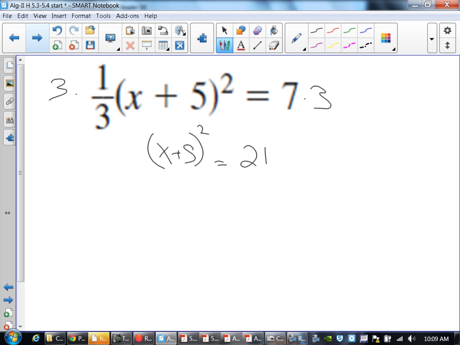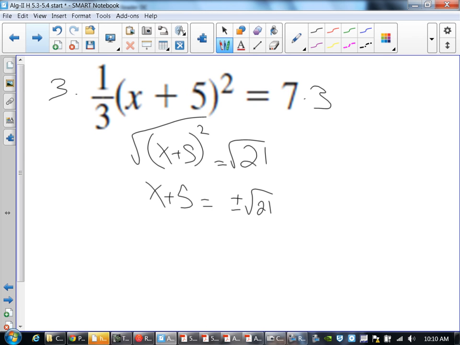Now what? Square root it. I don't believe that there are any perfect squares that go into 21 because the factors of 21 are 1, 3, 7, 21, so I don't have to worry about it. But what do I have to put out in front of it? Good. I have to put out in front of it a plus minus root 21. And lastly, what do I do? How do you figure this out?